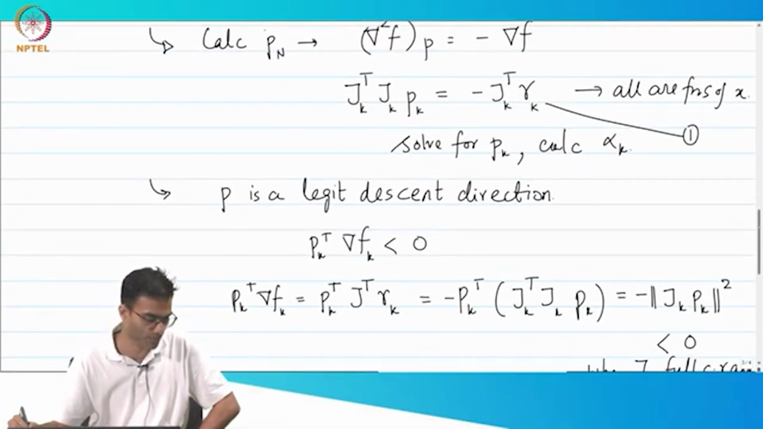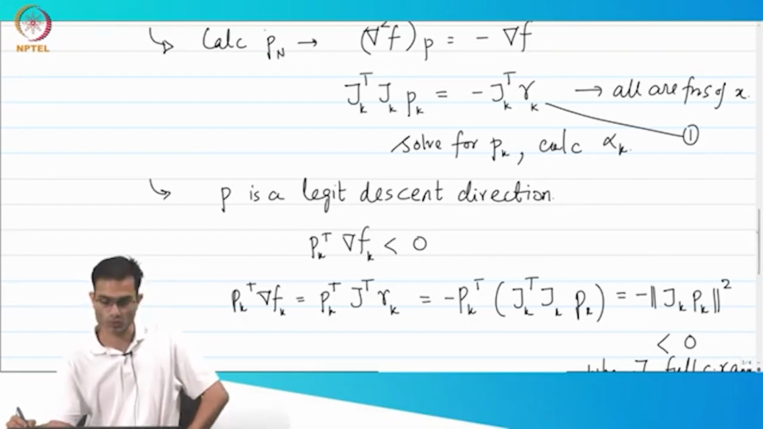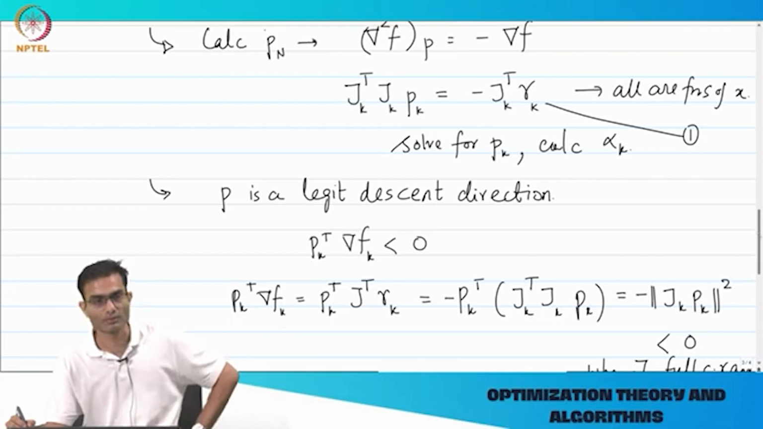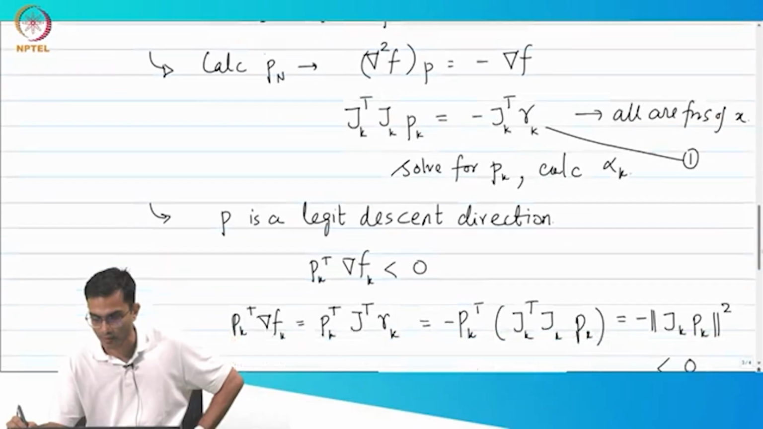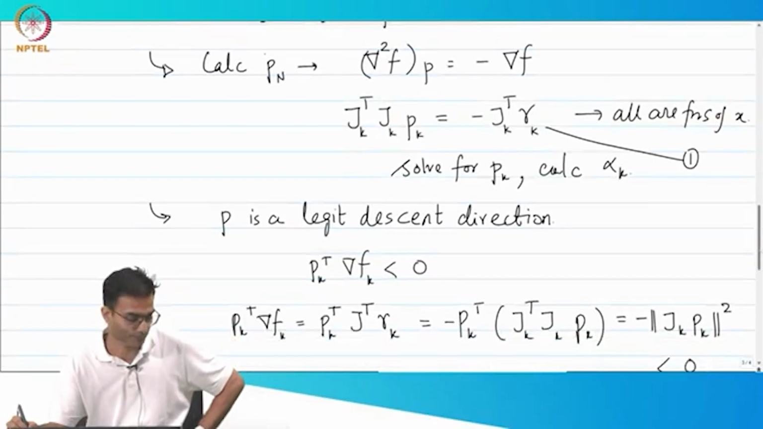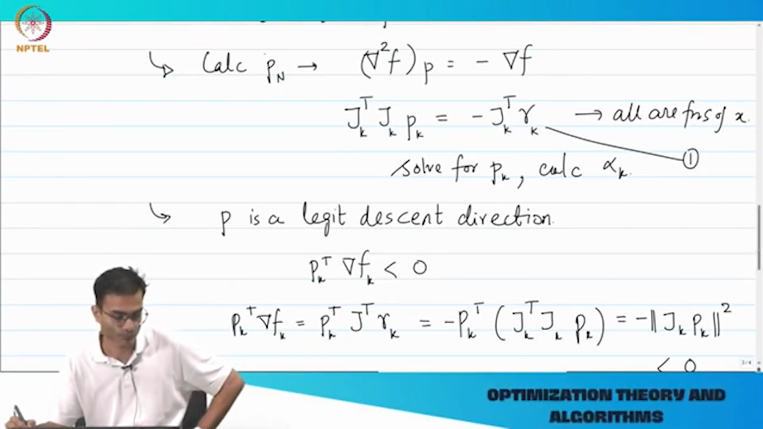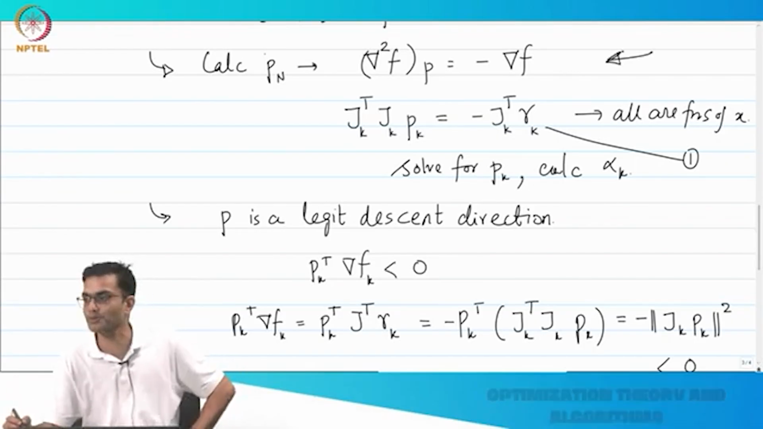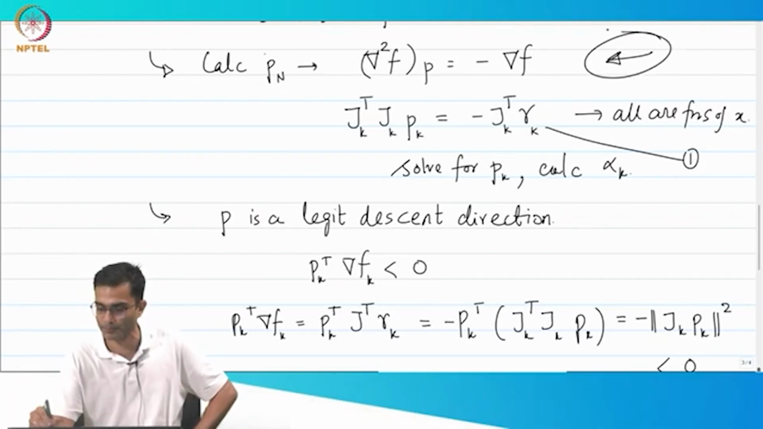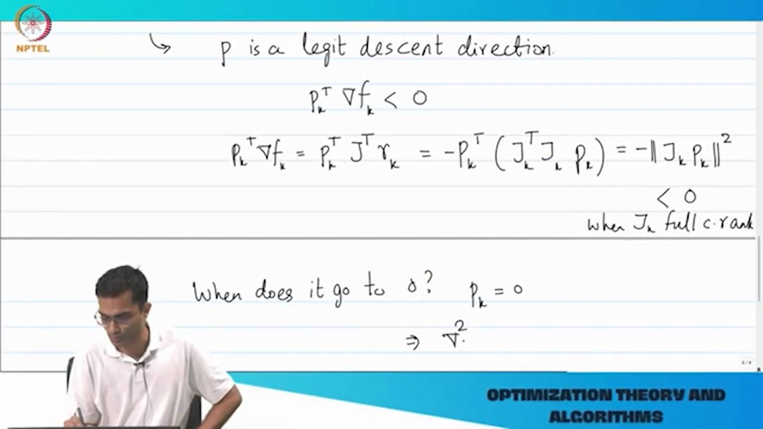P_k going to 0 tells me what? You've reached... but how do I relate P_k to anything else? Del f, right? So, what is grad f? How do I relate P_k to grad f? I can use this expression, right? If I substitute P equal to 0 into this top expression over here, it gives me the Newton condition, which is equal to minus grad f.